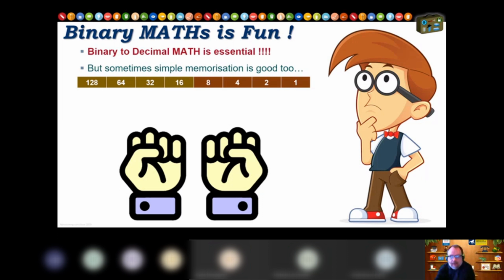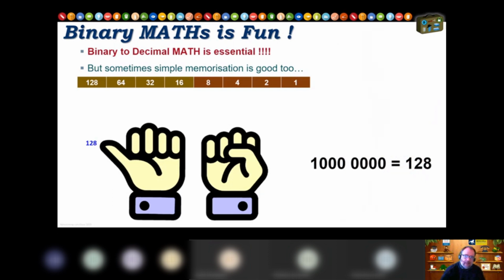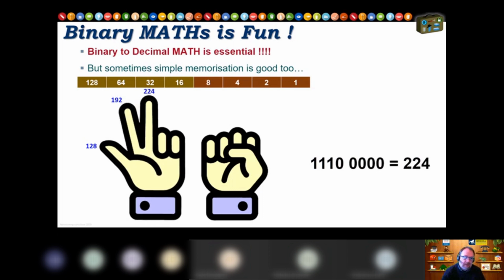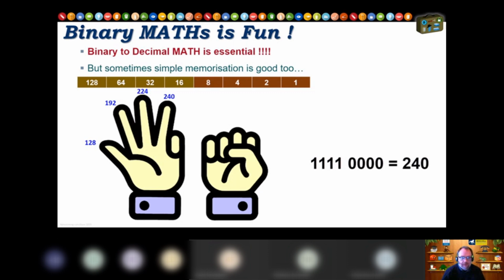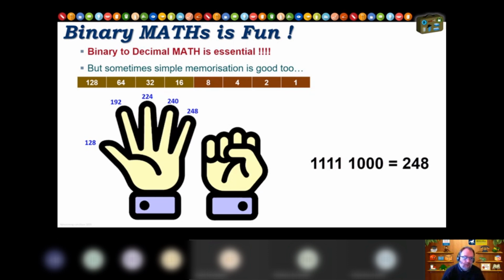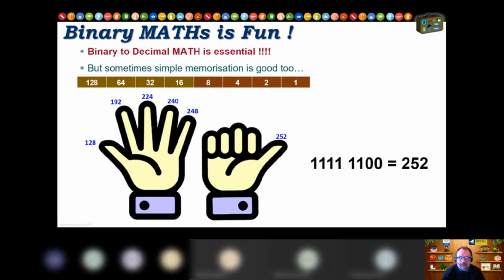And repeat after me. So stick out your left thumb and say 128. Stick out your index finger and say 192. Stick out your middle finger and say 224. Stick out your ring finger of your left hand and say 240. Put your pinky out and say 248. And then the thumb on your right hand and say 252.